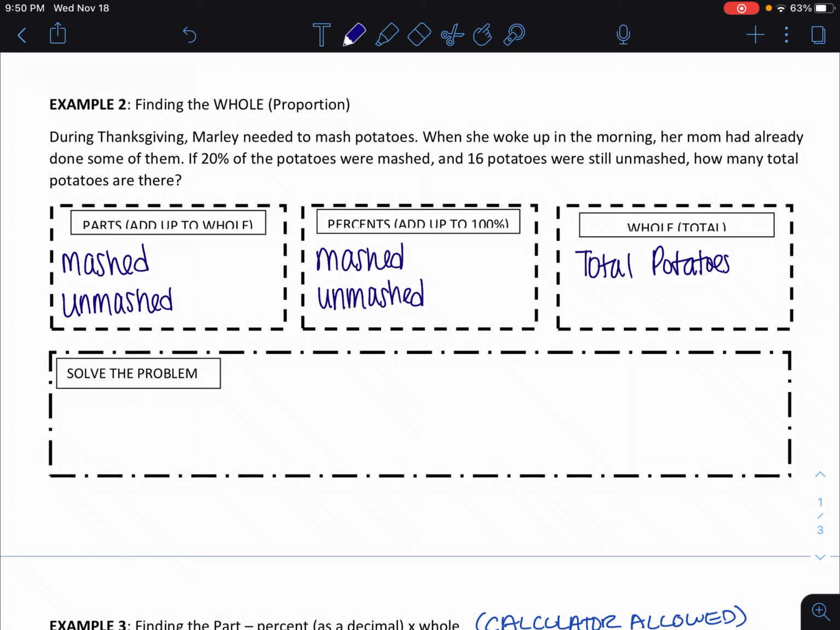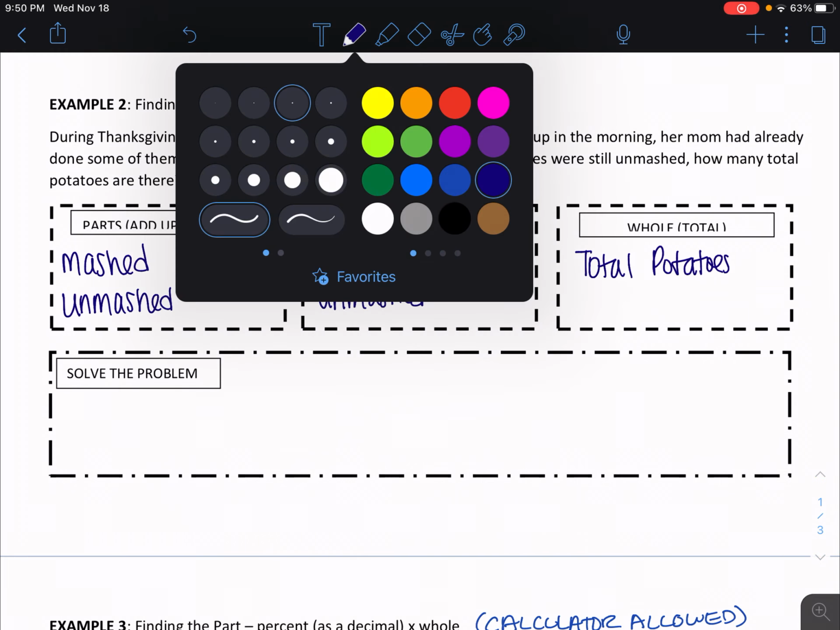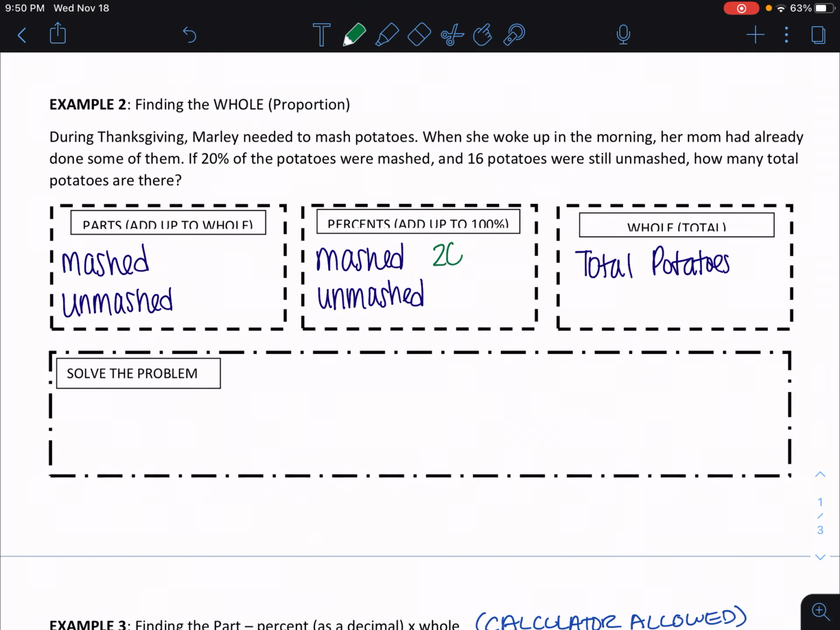When she woke up in the morning, her mom had already done some of them. If 20% of the potatoes were mashed, then 80% of the potatoes are unmashed because they need to add up to 100%. And 16 potatoes were still unmashed. So there's my 16. How many total potatoes are there? So I'm looking for the whole in this one. My question mark is over here.